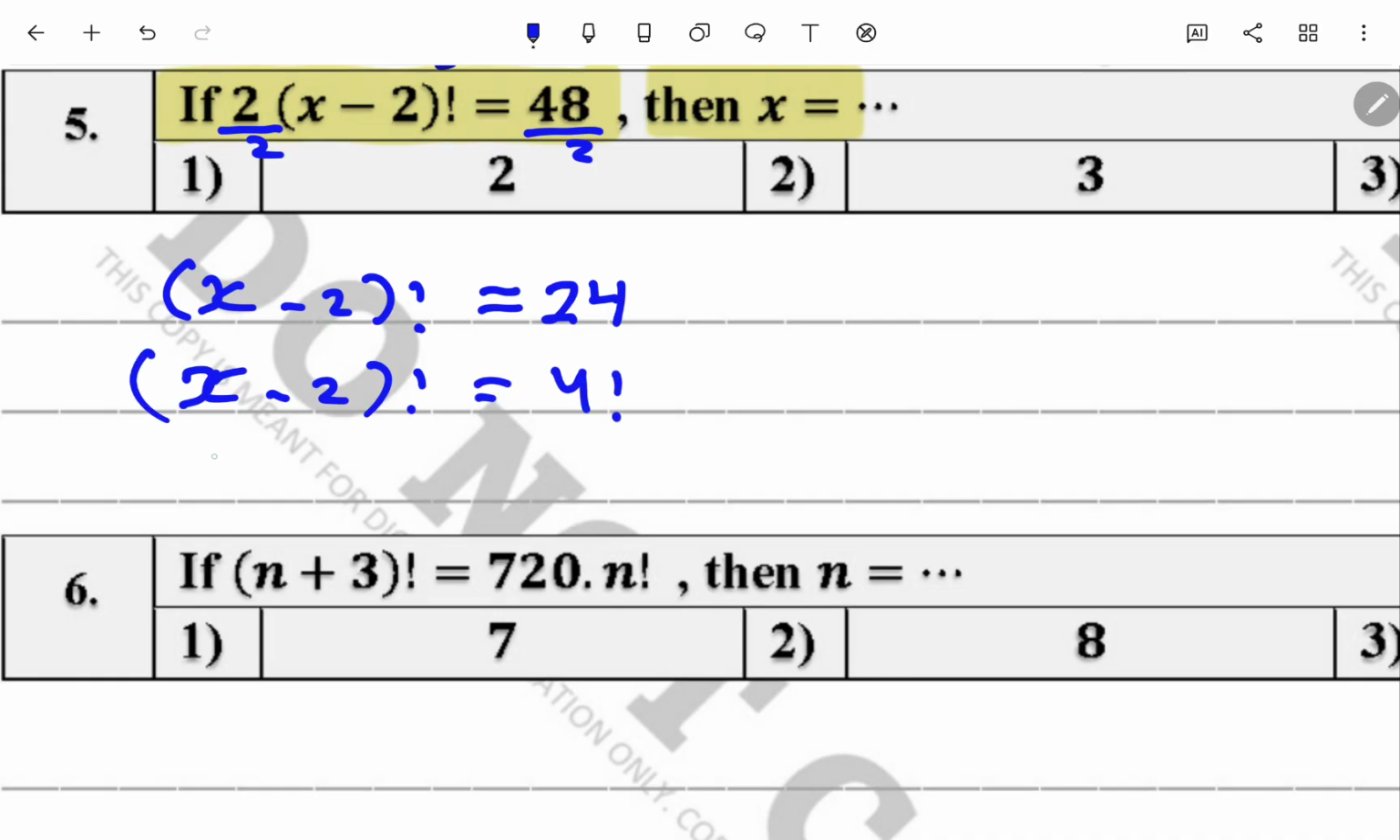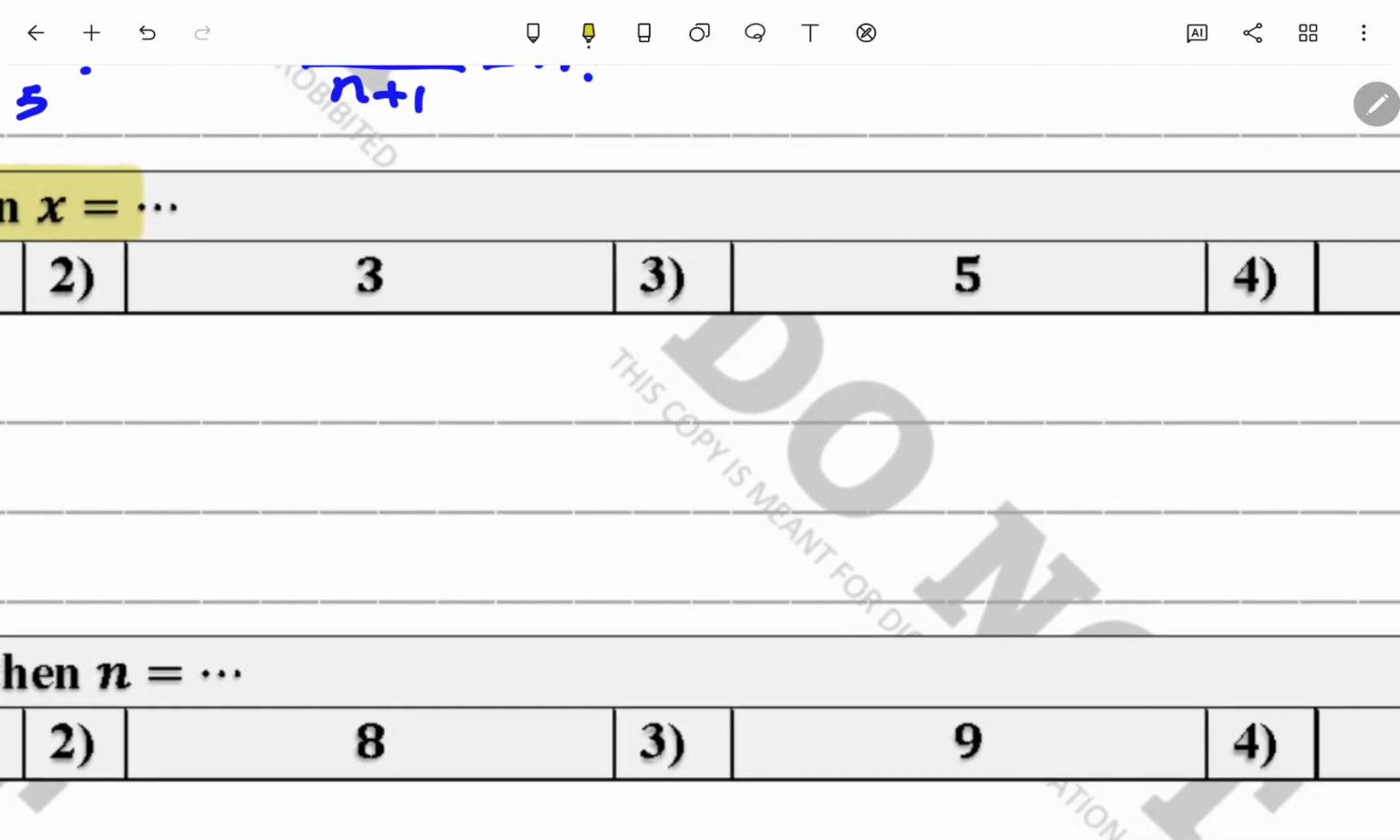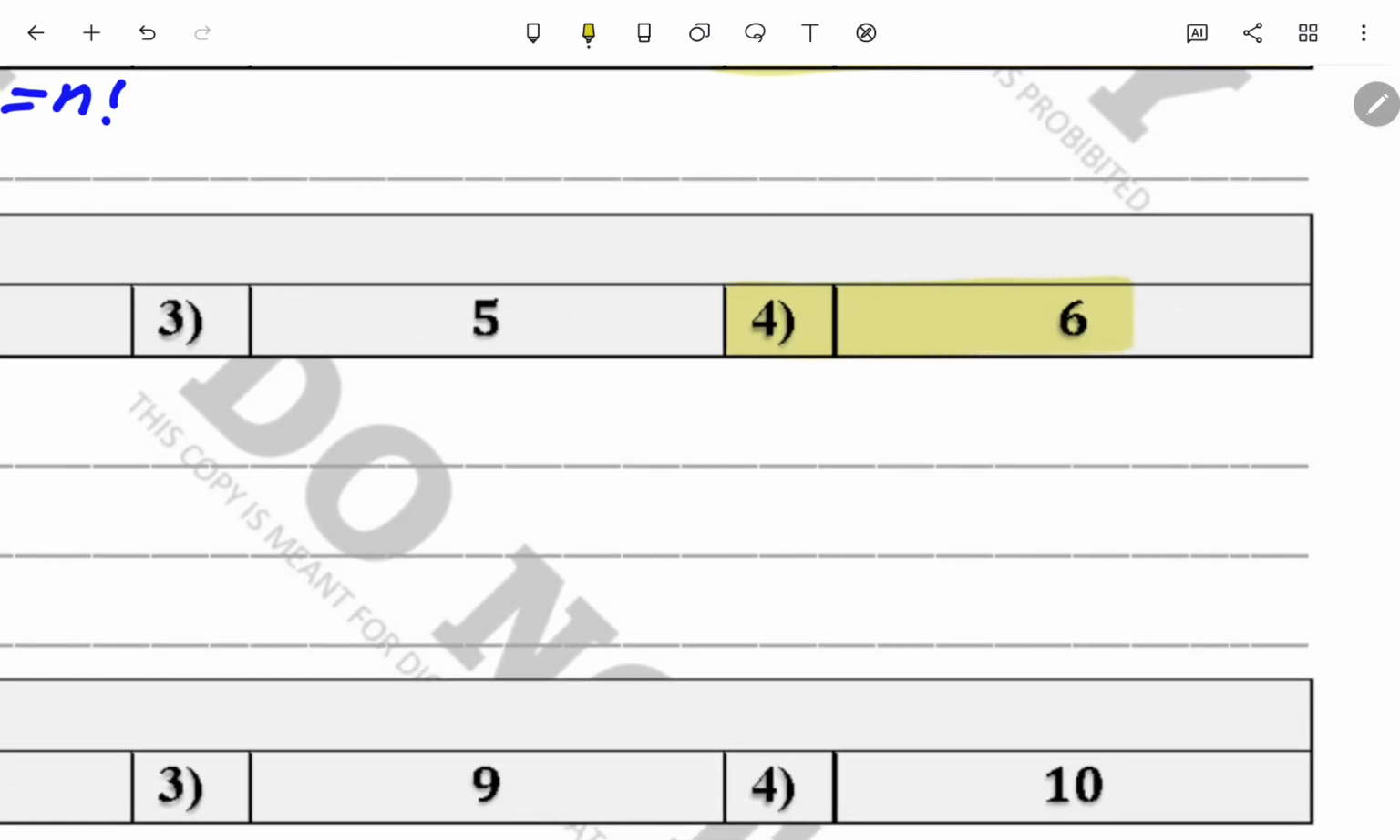And you know the factorial of 4 is exactly 24. Cancel the factorial here and there to get x minus 2 alone equals 4. Move this negative 2 to the other side. That will make x equals 6. So you can choose the fourth alternative.